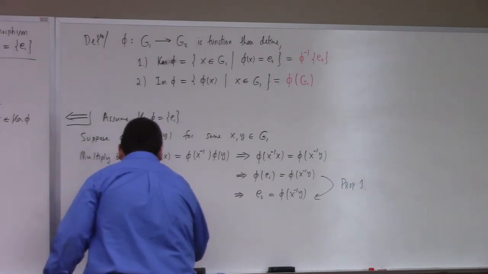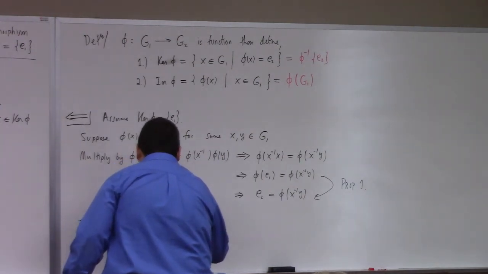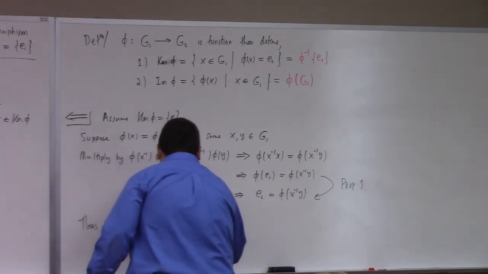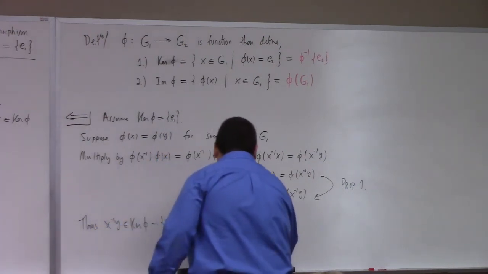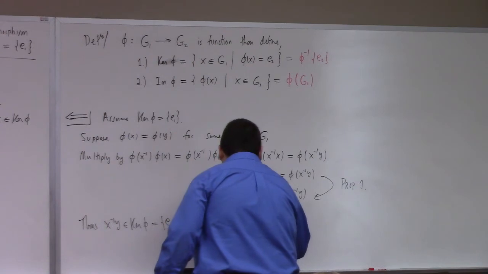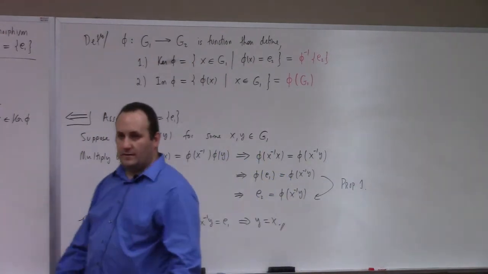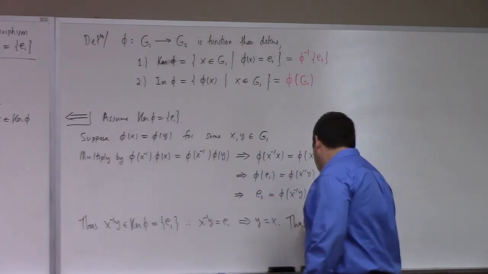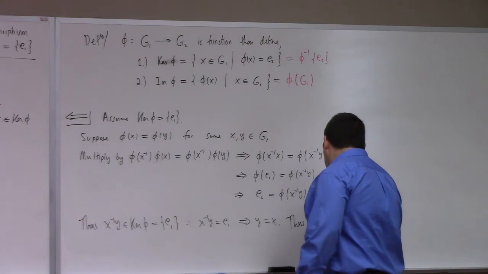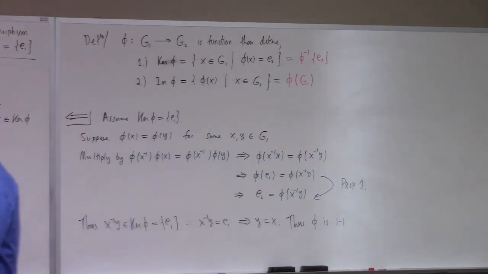But the kernel of phi is equal to the set containing E1. So by set theory, x inverse y is just equal to E1, which of course then, multiplying by x on both sides, we get y equals x. Just to conclude, that shows phi is 1 to 1. So we've shown if and only if.